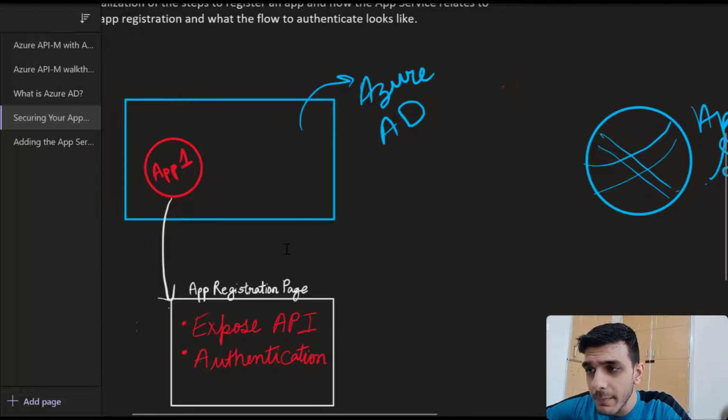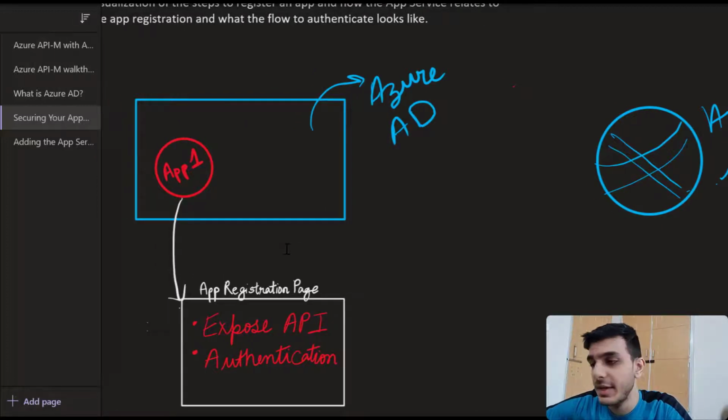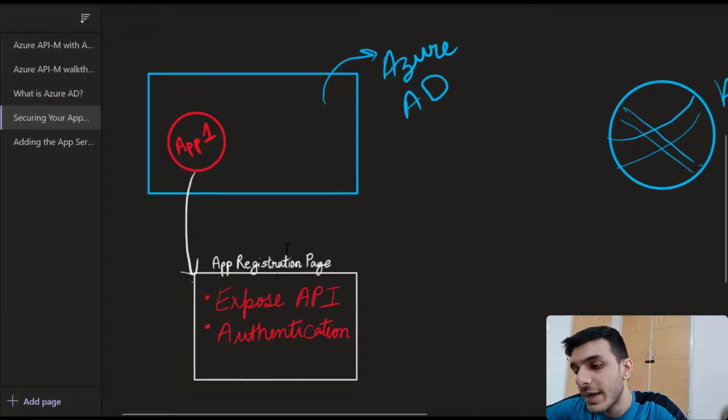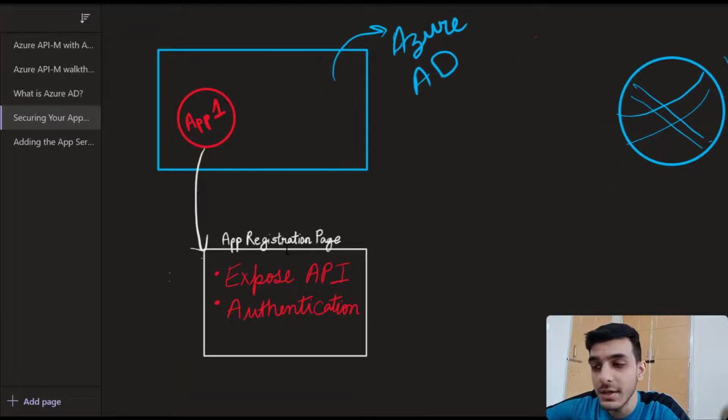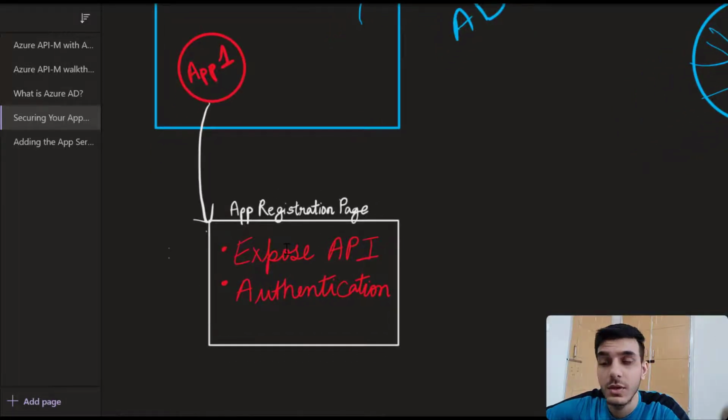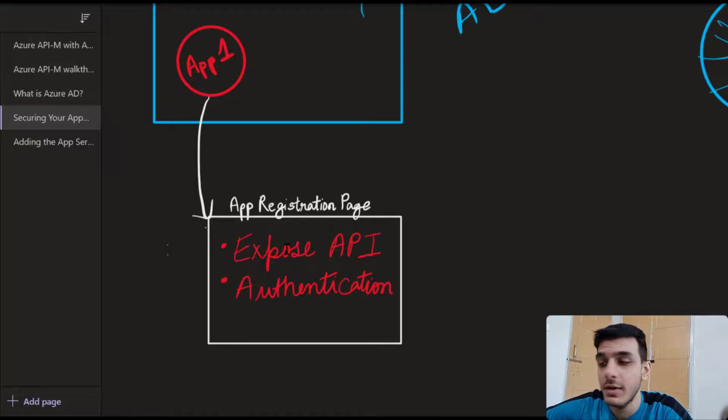Now, how do I make Azure AD know about my app service? I create an app registration, right? So this red circle is app 1. This is one app registration which I made in Azure AD. When you look at the app registration page once you've created it, you'll have a lot of other options. We'll look at those when we go to the portal, but two important options which we are concerned about right now are Expose API and Authentication.